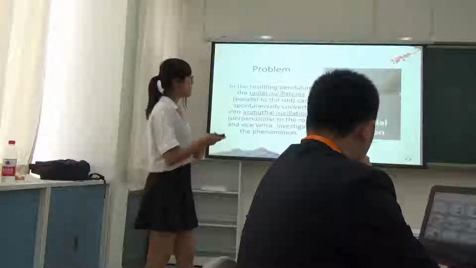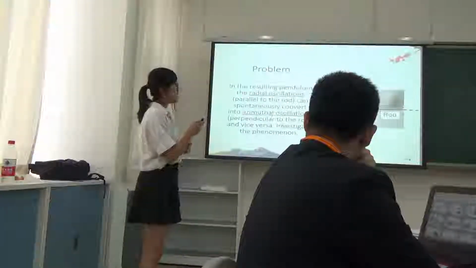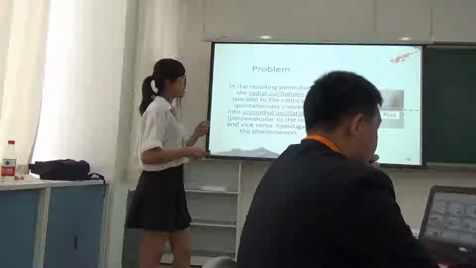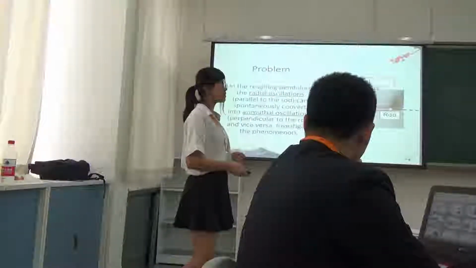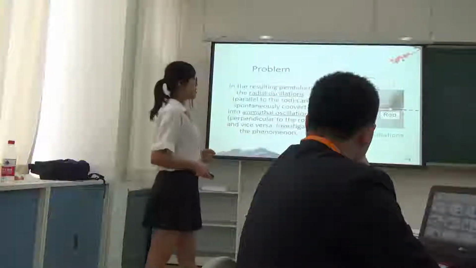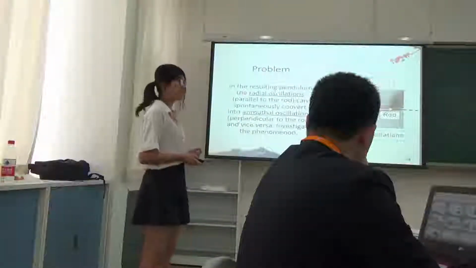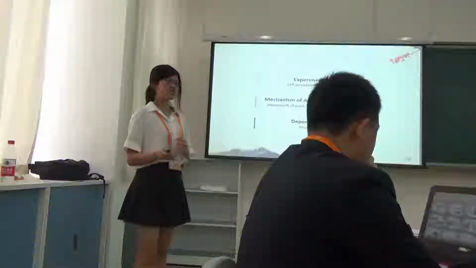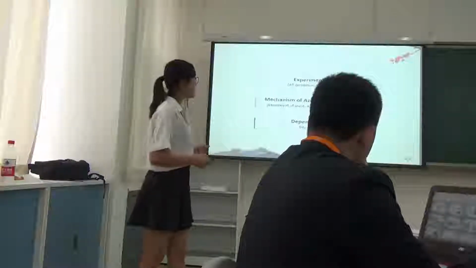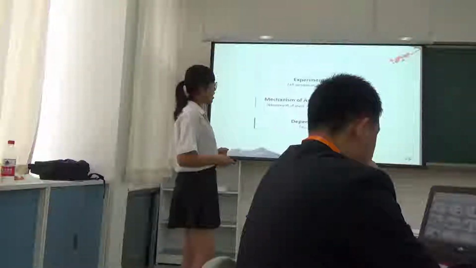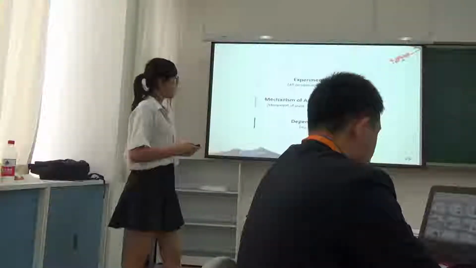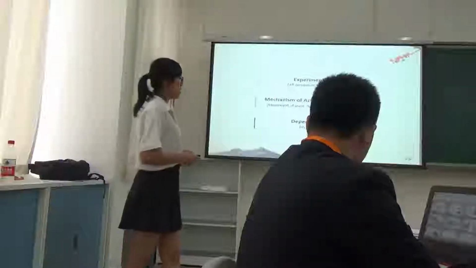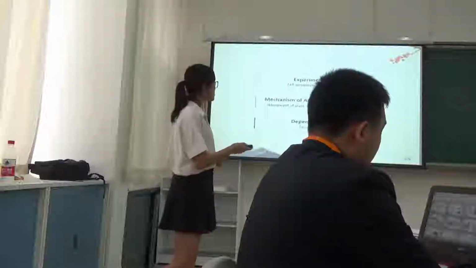Investigate the phenomenon. Here we define the oscillation direction that is parallel to the rod as the radial oscillations, and that perpendicular to the rod as the azimuthal oscillations. Here's my outline. First, I'll introduce my experimental setup and my mechanism of the azimuthal-radial conversion, and I'll show you some investigation on the dependence factors.